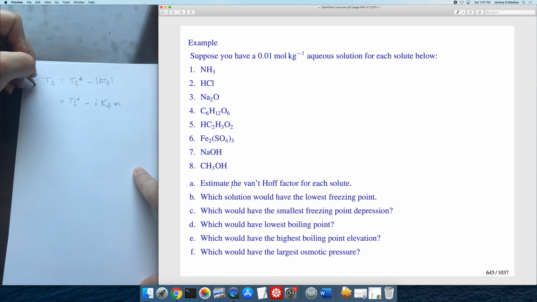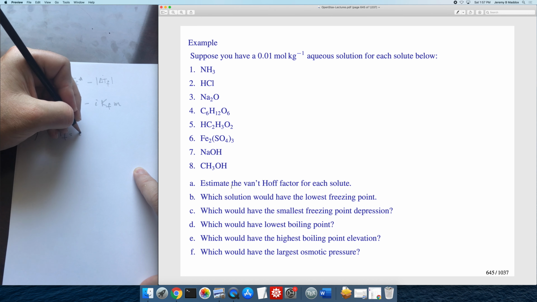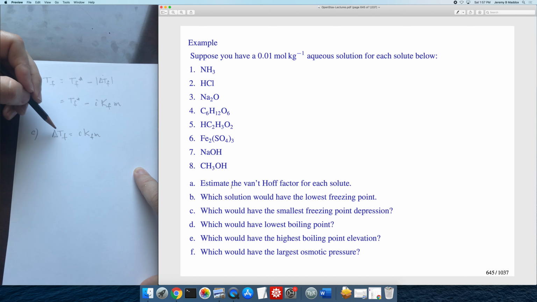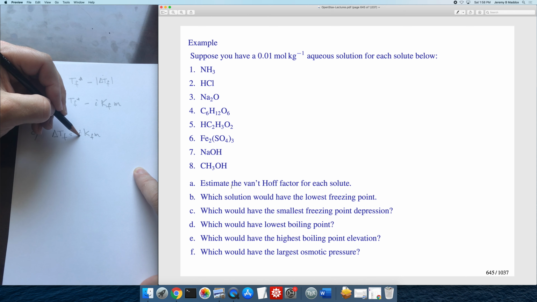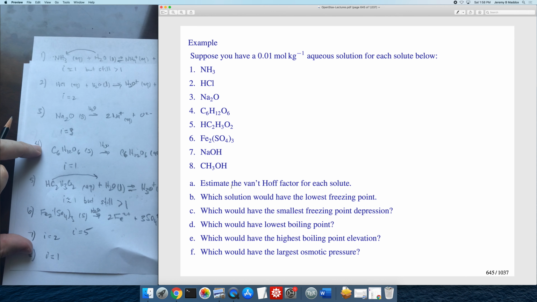So that was part B. For part C, which solution has the lowest freezing point depression? And so that's just the delta T. Which one will have the smallest value of delta T? Well, that will be the one with the smallest van 't Hoff factor. We've got two winners there. The sugar and the methanol both have a van 't Hoff factor of 1, so they both satisfy the answer. It's not a perfect question.